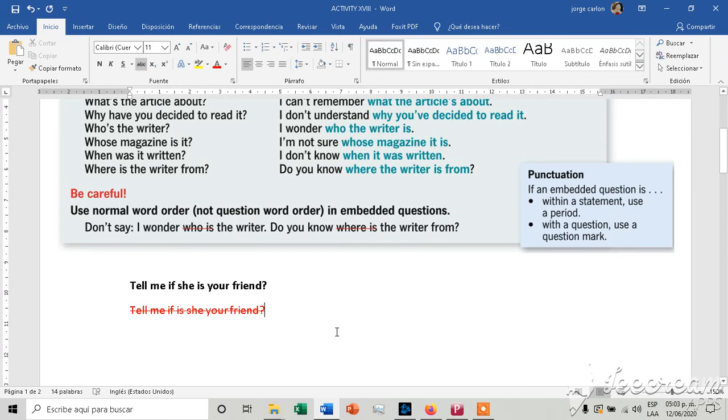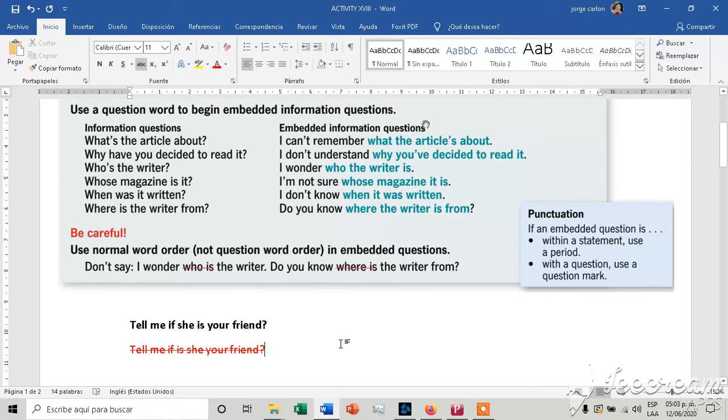Okay? Now, all the embedded questions are exactly the same thing and follow the same forms as any other question, except its form. And if you want to have information questions, you just have to do it with what, why, who, whose, when, and where, just as you would do with any other question.